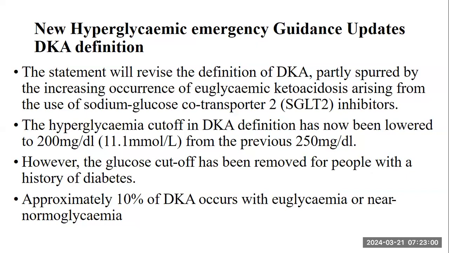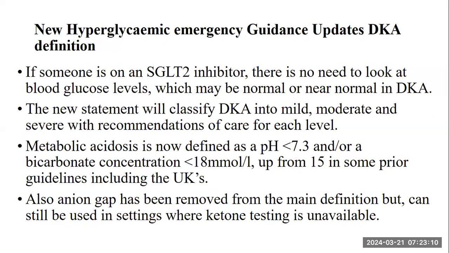However, the glucose cutoff has been removed for people that have a history of diabetes. Approximately 10% of DKA occurs with euglycemia or near normal glycemia. So if someone is on an SGLT2 inhibitor, there is no need to look at the blood glucose level at all, because it may be normal or near normal in DKA patients. The new statement will classify DKA into mild, moderate, and severe and recommend care for each level.